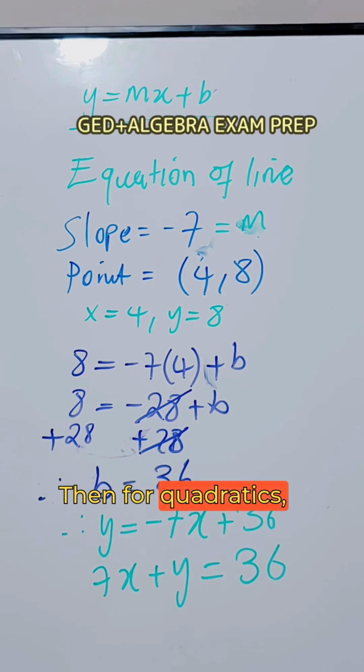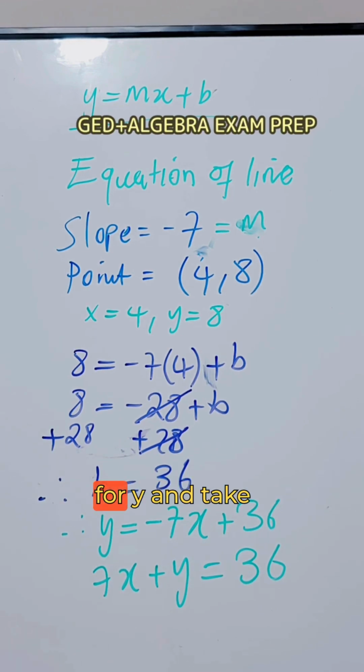Then for quadratics, we said factoring gives the solution. So most of the time, just use factorization. Then to find the slope, you solve for y and take the coefficient of x. Then that's it, right? So that is what we have done so far.